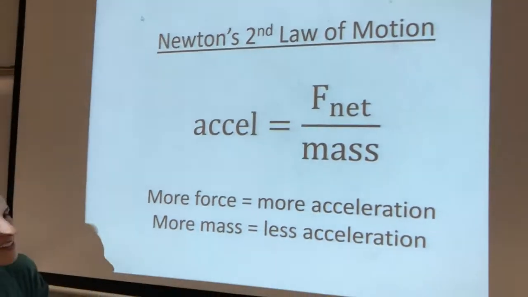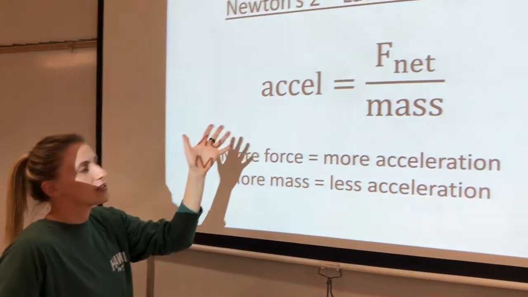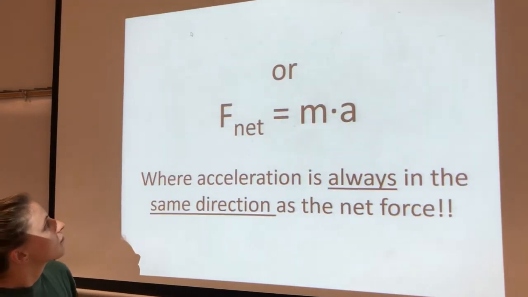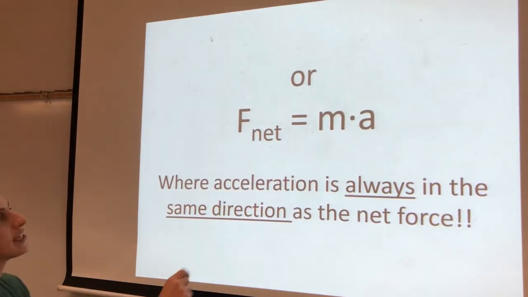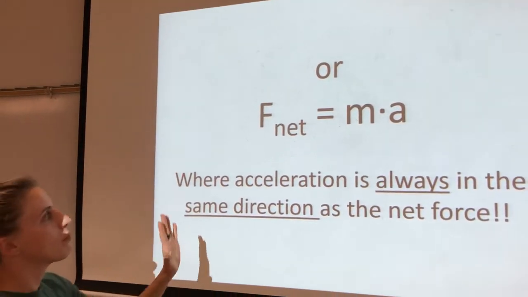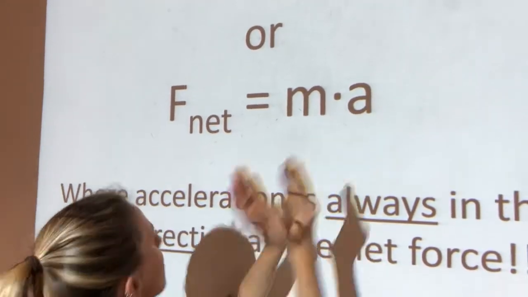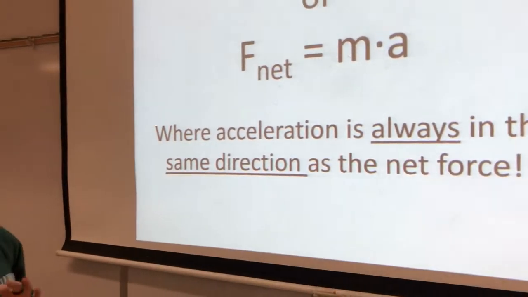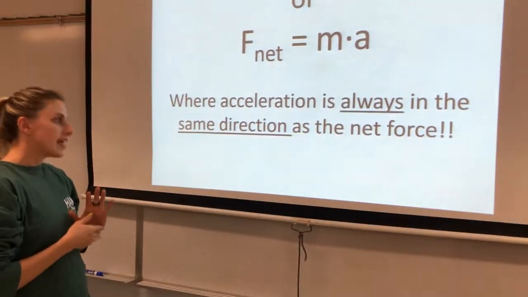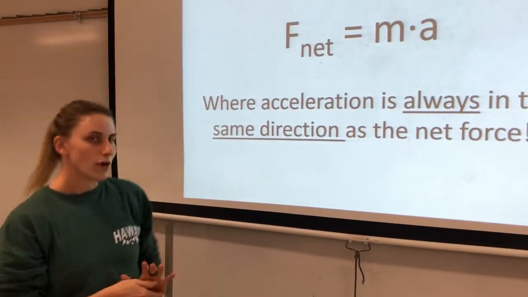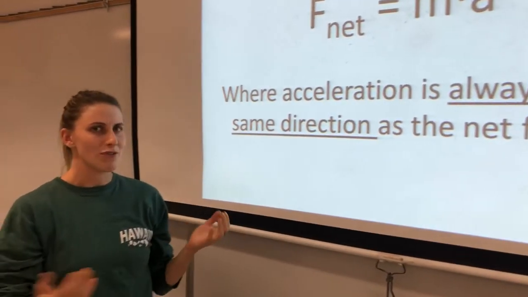There it is. And again, this is stuff you guys know. We're just putting an equation to it. Yep. Okay, so this is how we typically see this equation. You typically see it as force net. The net force equals mass times acceleration, where acceleration is always in the same direction as the net force. Oh, yeah. We've heard that before.